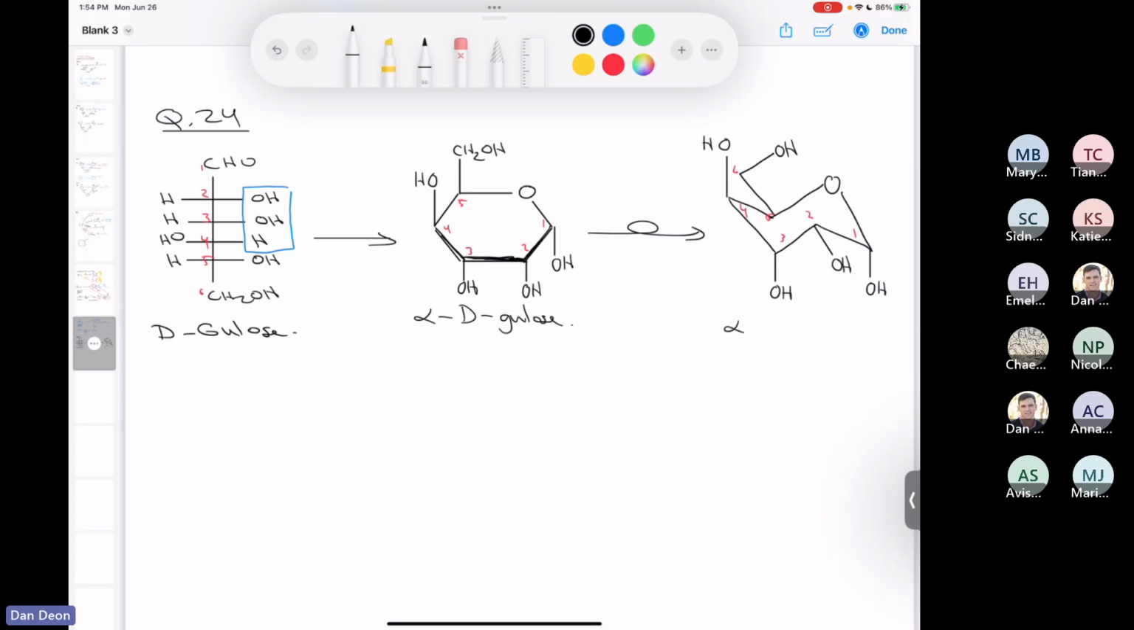And so this is also alpha D glucose, just as the chair. Everybody give me a thumbs up if you're with me on that. Any questions about that? Drawing a chair. We always draw them the same way.